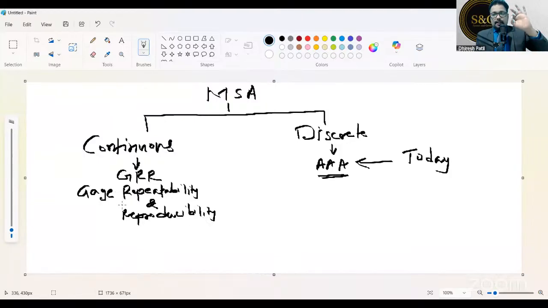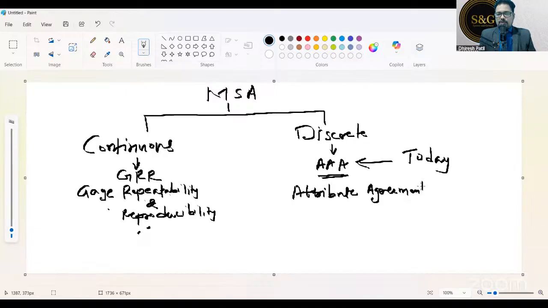Clear? And AAA's full form is attribute agreement analysis, which is the topic of the day today. Attribute agreement. Attribute is discrete, the same thing. Agreement analysis.